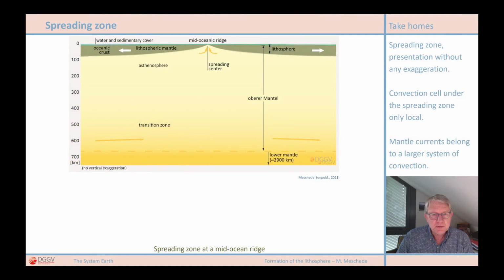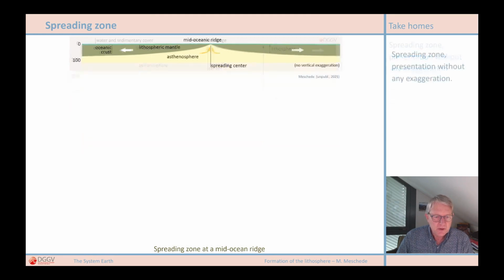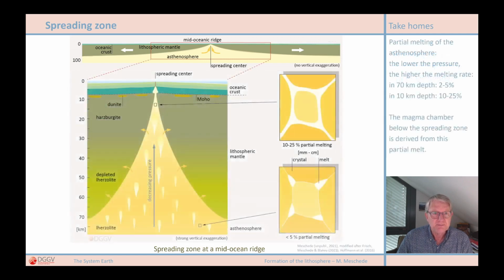This figure shows the situation at a spreading zone without any exaggeration. And we are now concentrating on the top area and have a look what's happening directly at the fissure that repeatedly keeps opening in the spreading zone. As I mentioned in one of the first videos, here we cannot see very much without exaggeration. Therefore, I will zoom into this area and exaggerate a lot.